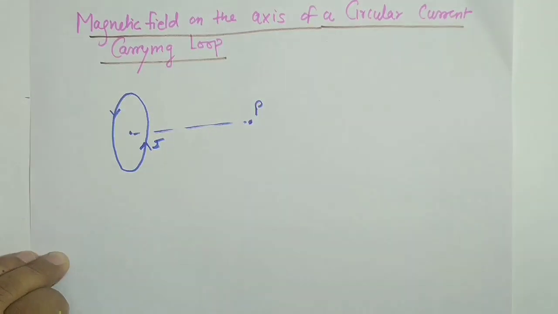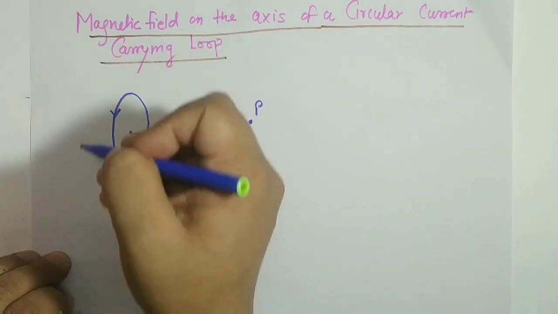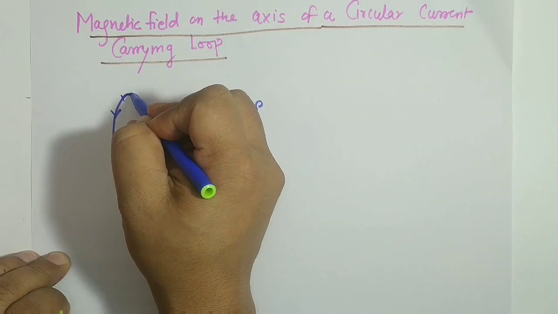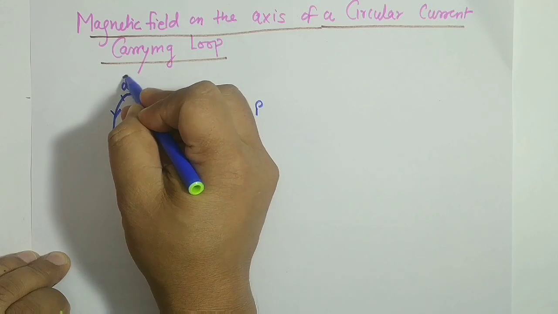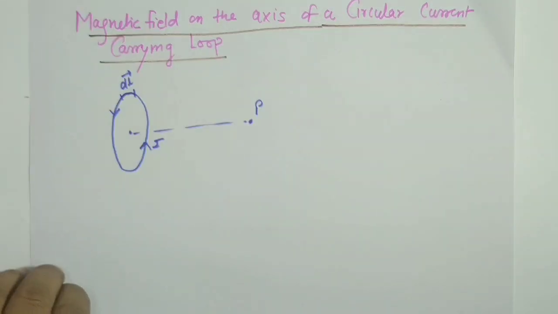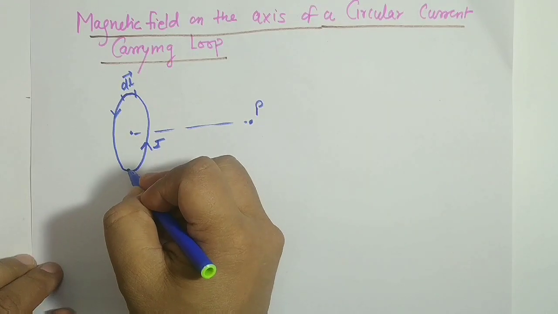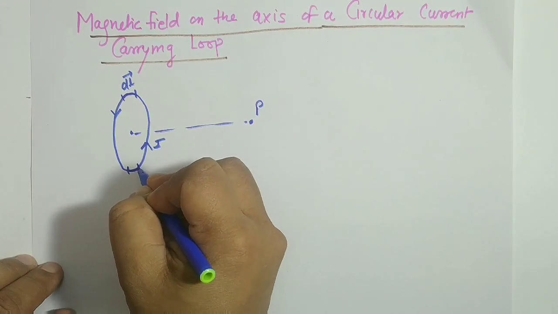Now all of you know that the loop is made of current elements. So we take a dl part here. Are you getting it? dl is the length element, and I dl is the current element. And similarly we take a dl part on the opposite side of the diameter also, here. Like this is dl.